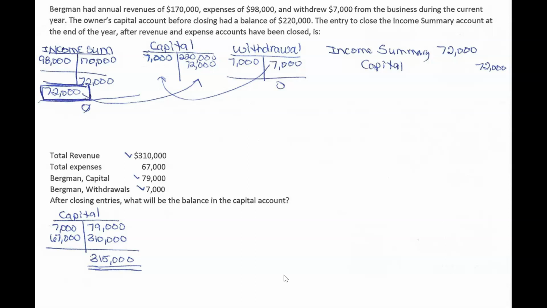So the first journal entry is to close out your revenue. Second journal entry is to close out your expenses. Both of those close out into income summary. So I made some T accounts here to explain the process.